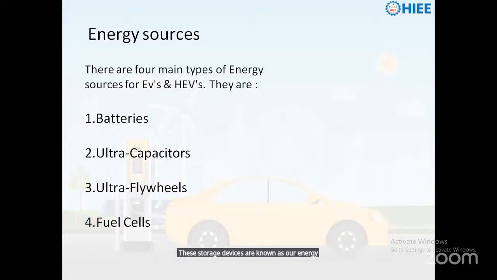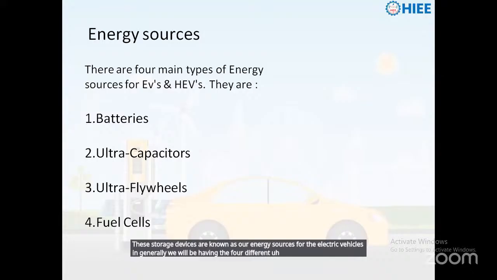For electric vehicles, in general, we have four different sources of energy. Those sources are batteries, ultra capacitors, ultra flywheels, and fuel cells. Fuel cells work based on the hydrogen principle, where proper hydrogen is included.